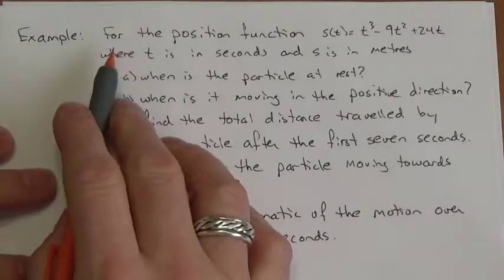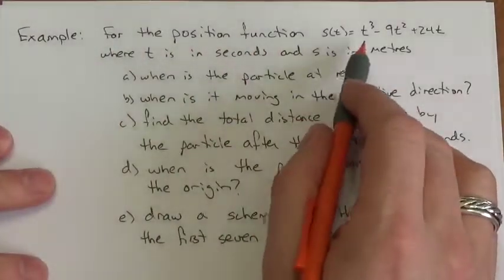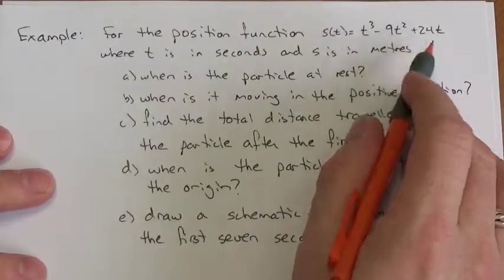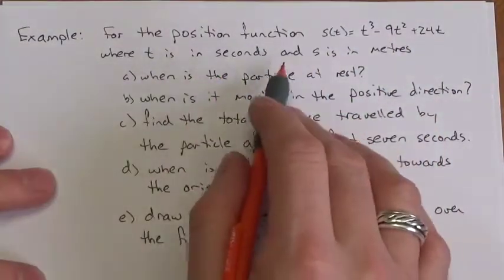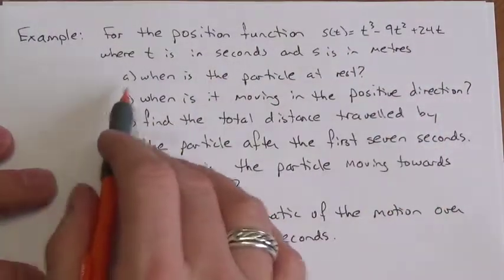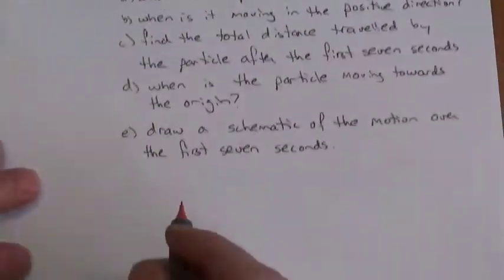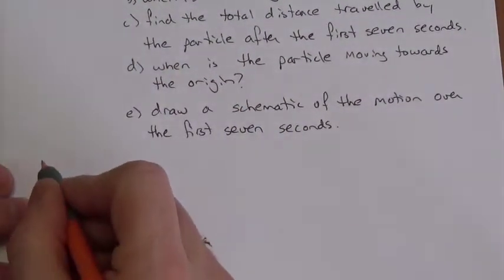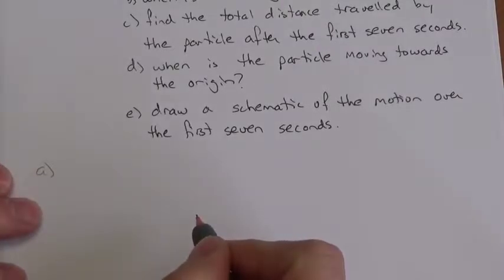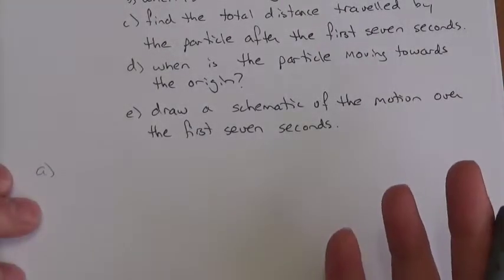Anyway, our problem says that for the position function s of t is equal to t cubed minus 9t squared plus 24t, where t is in seconds and s is in meters. First of all, find when the particle is at rest. We're going to do these things one at a time. So A, we're going to find where the particle is at rest. Now, what does that mean?